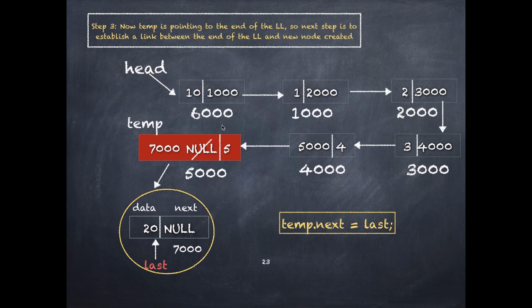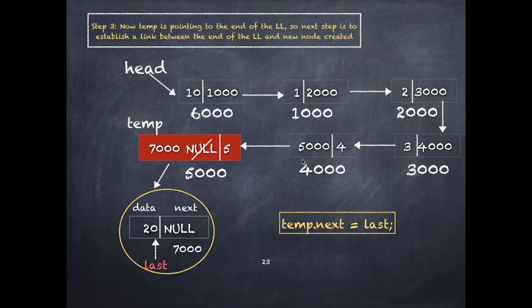Now, what is the time complexity of this operation? Yes, if you have only a head pointer, what have you done? You had to traverse the whole linked list to reach the last node, right? So what is the time complexity here? It is the length of the linked list.